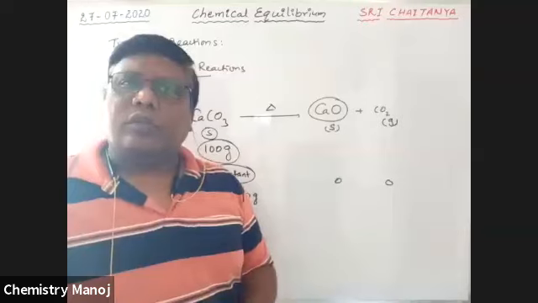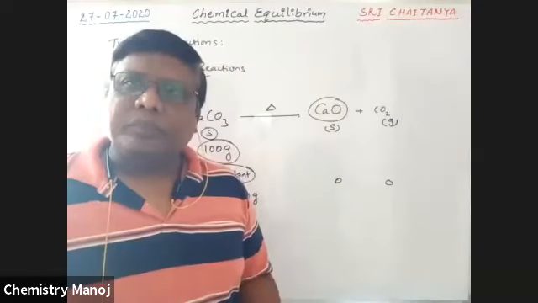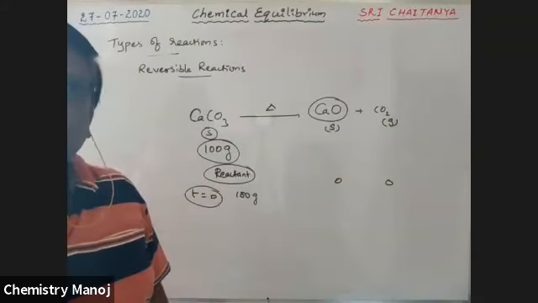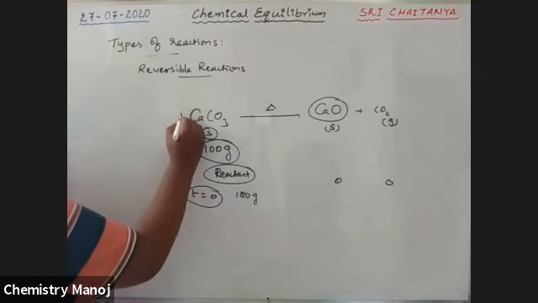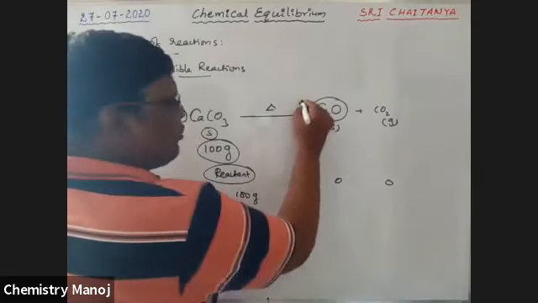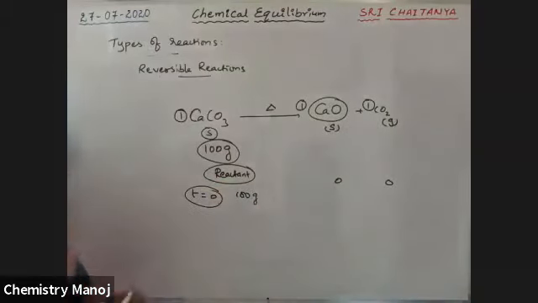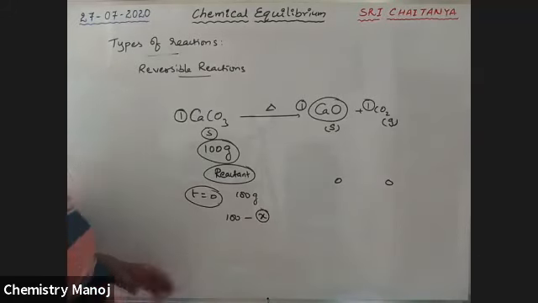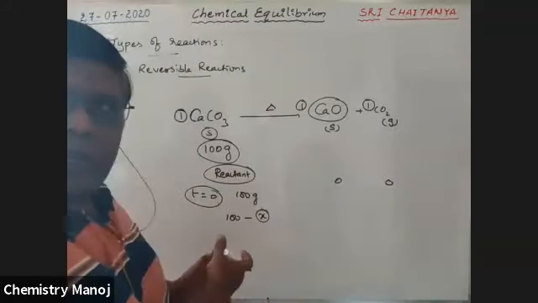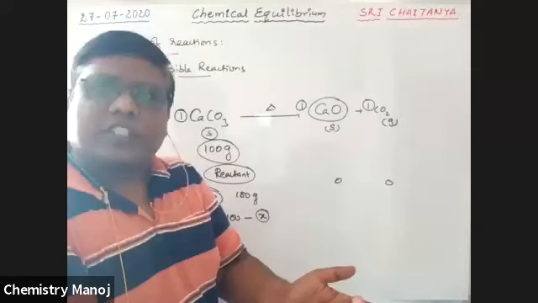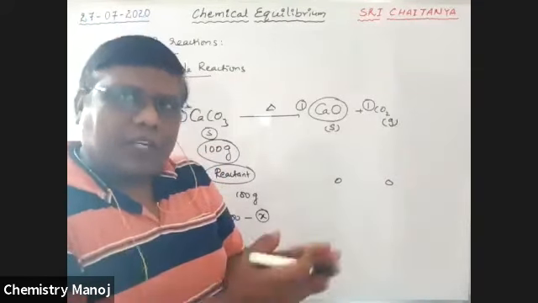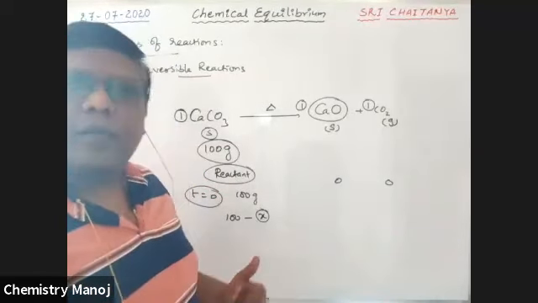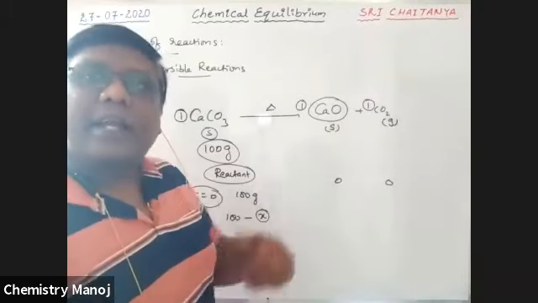Now I'm heating it. I'm starting heating. That means some of this CaCO3 is converted into product. How much? See here, 1 mole CaCO3 on heating gives 1 mole CaO and 1 mole CO2. So based on that, among 100 grams, X grams are involved in the reaction. X is dissociated. How much is remaining? I'm taking 100, X is involved in the reaction. After some time, 100 minus X of CaCO3 is there. How much is converted into products? X is converted into products.